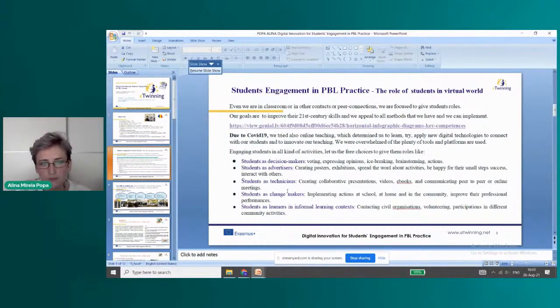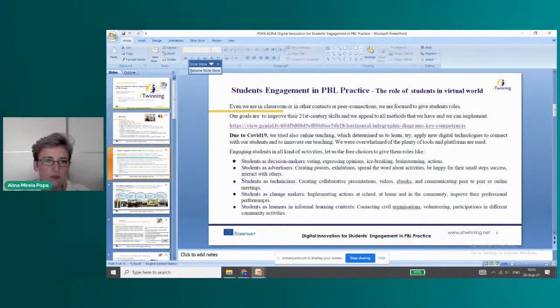Also, we can give students a role to be advertiser. In this way, they can spread the word about their actions, like making posters or doing an exhibition in the school or making an article or discussing with the others and entering in contact. And again, we appeal to their critical thinking.